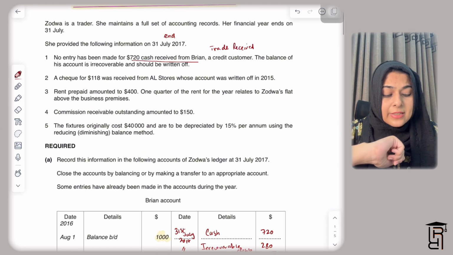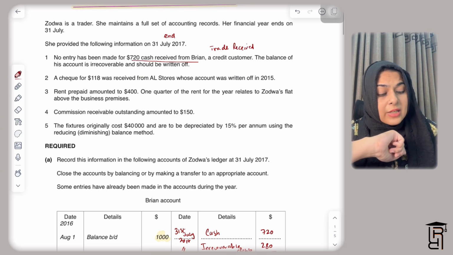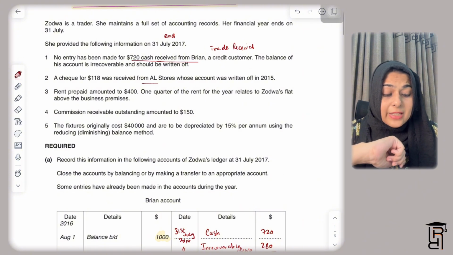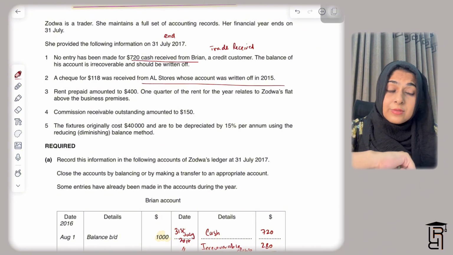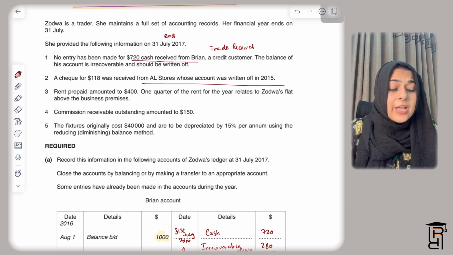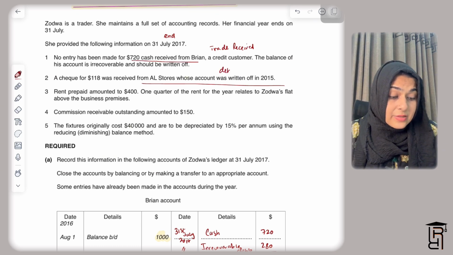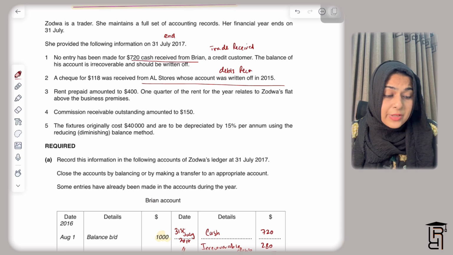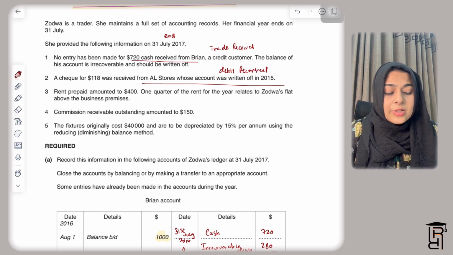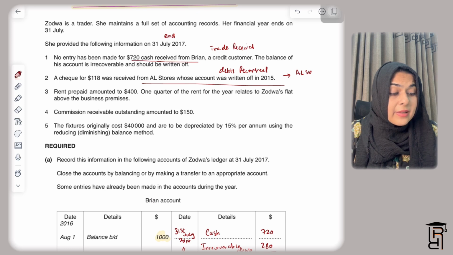Point number 2 says a check for 118 was received from AL Stores, whose account was written off in 2015. That means it was previously written off in 2015 and now you're recovering this amount. So this concept is debts recovered. AL Stores was previously written off and now we are receiving the money. Debts recovered is always done in two double entries. Number one is AL Stores debit. So you make AL Stores your trade receivable again, that will be 118, and then you credit debts recovered account 118.